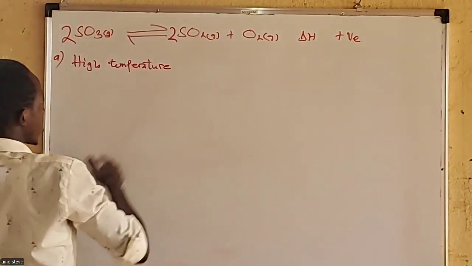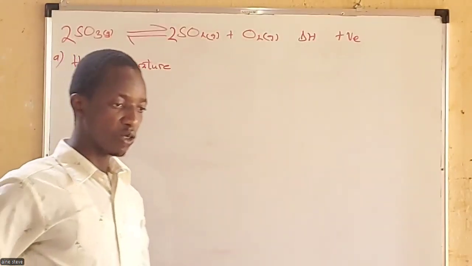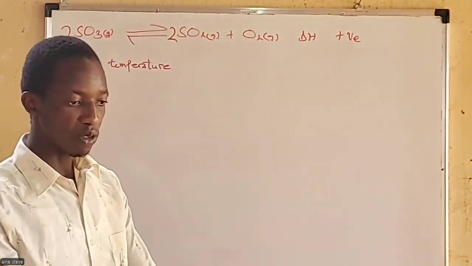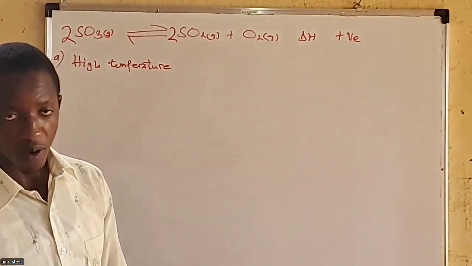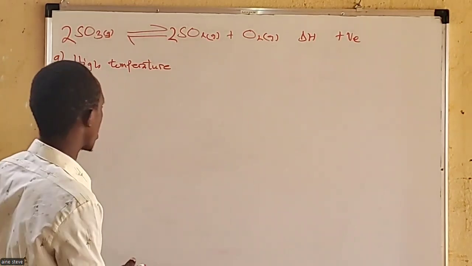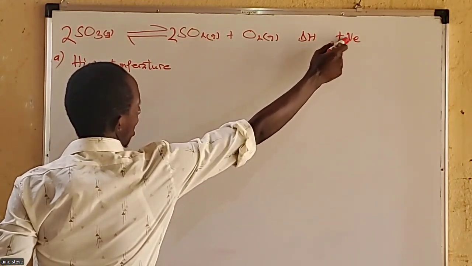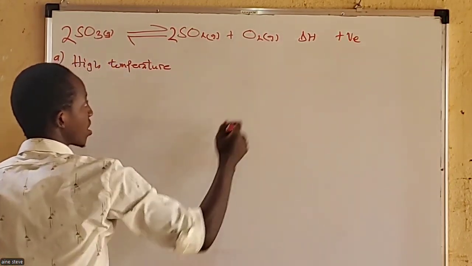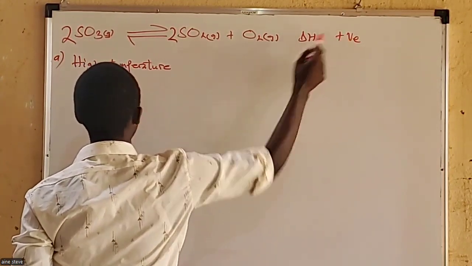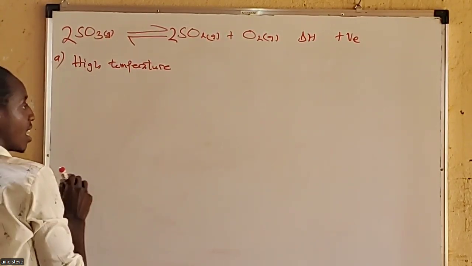Two, you look at this. You are not just going to give these factors because you have read them and you have to give them. No. You have to look at the equation. That's where grammar cannot come in here. This equation is being favored by high temperatures because the reaction is endothermic. High temperatures.